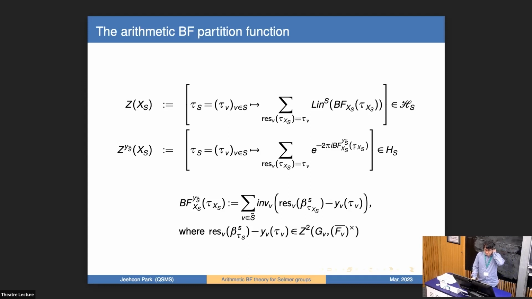And this res v map, yeah, it's a restriction map. Tau XS is the global thing, and then you restrict it, your tau v is the local thing. Okay. Yeah, that's the notation. You see, it's really all about notation. If you write down the notation carefully, then things become easier. When I say tau sub s, that's a local thing, but tau XS, that's a global.